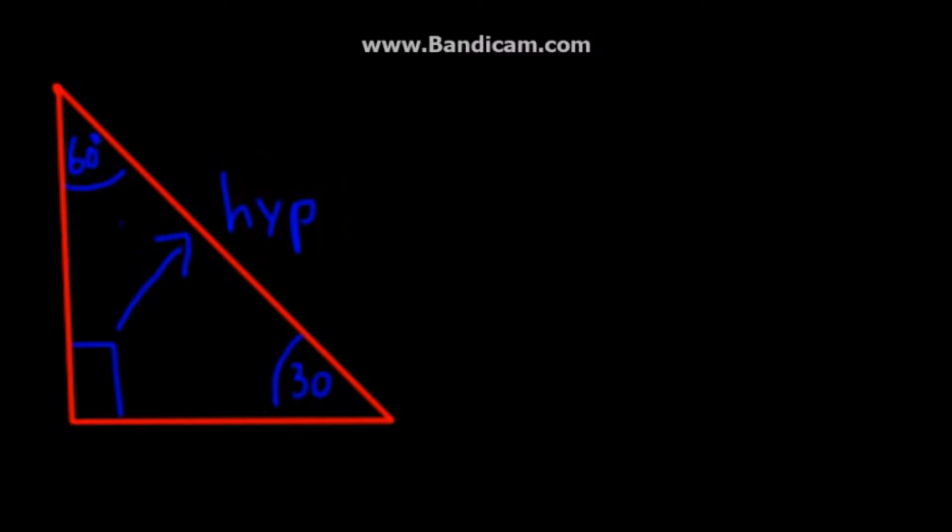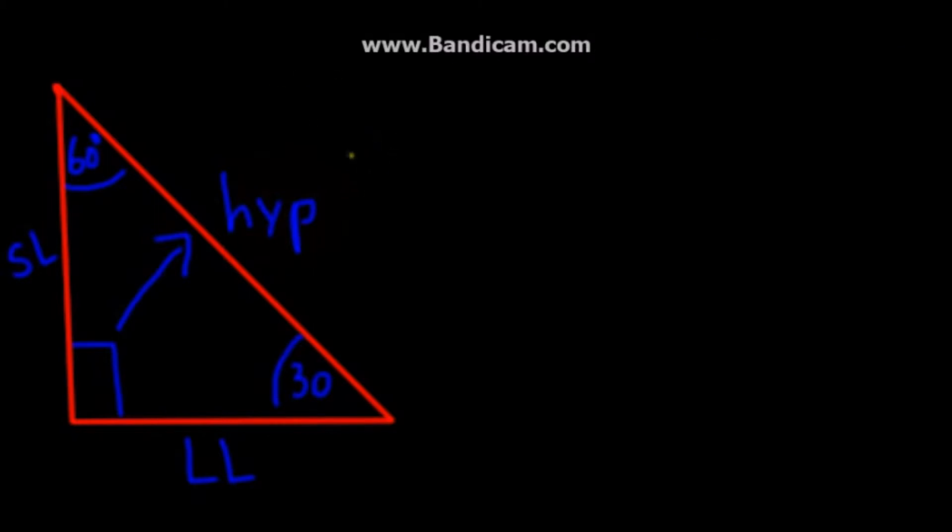Now the side opposite of the 60-degree angle would be the middle longest, and that would be called the long leg because there are two legs. So this is a longer one. And then the side opposite from the 30-degree angle would be the shorter leg, so it would be called the short leg.